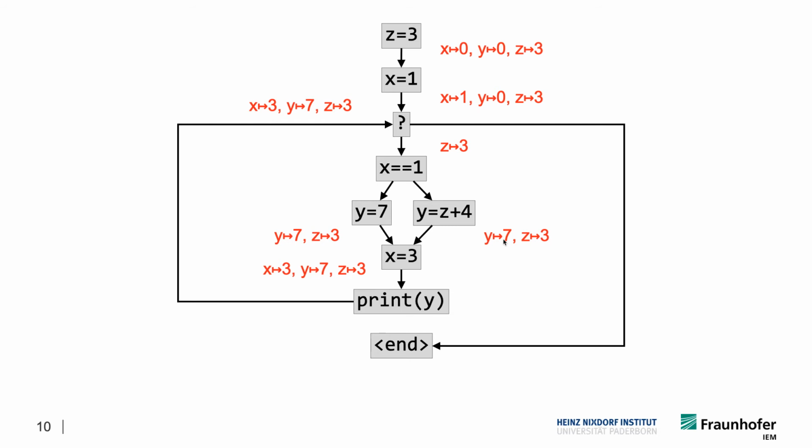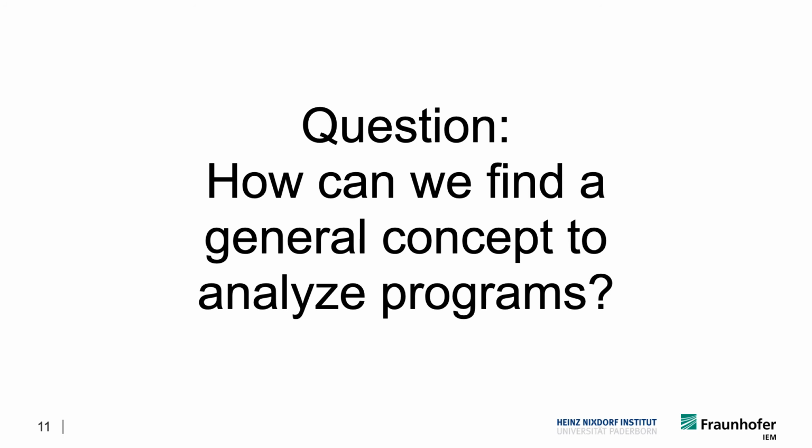Of course, the big question is now, that's just an example, right? So how can we find a more general concept to analyze programs, right? We want to do that not just for a single method. We want to do that for all the methods you can think of. And we also don't want to do it just for constant propagation, but I told you about all these other interesting properties that we might want to solve.